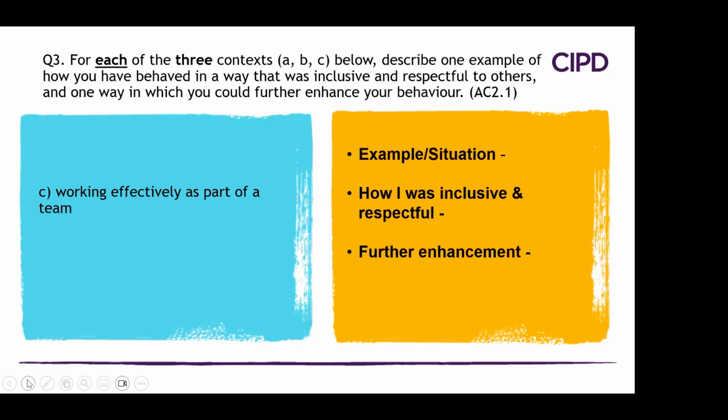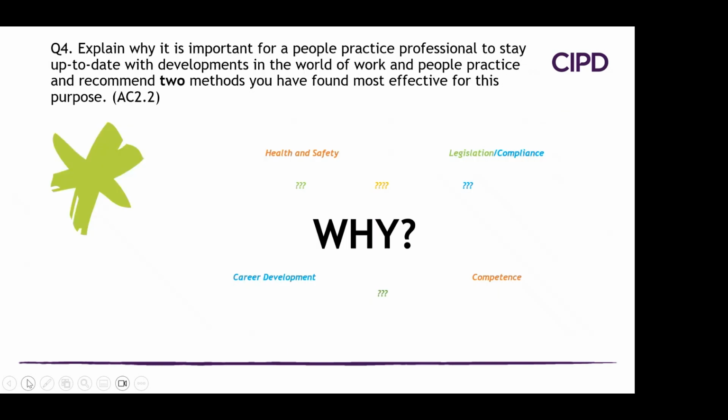So a lot of review, reflection and thinking back. And then also thinking, okay, I did that well. There might have been something I didn't do as well as I could. So how can I enhance my behaviour? So for each of these parts, A, B and C, we've got the example, we've got how are you inclusive and respectful, and then we've got some forward thinking about, okay, how can I develop and enhance in that area? So when you've completed A, B and C, that's the end of question 3. And so we can move on to question 4. Next slide, please. Question 4, fairly straightforward.